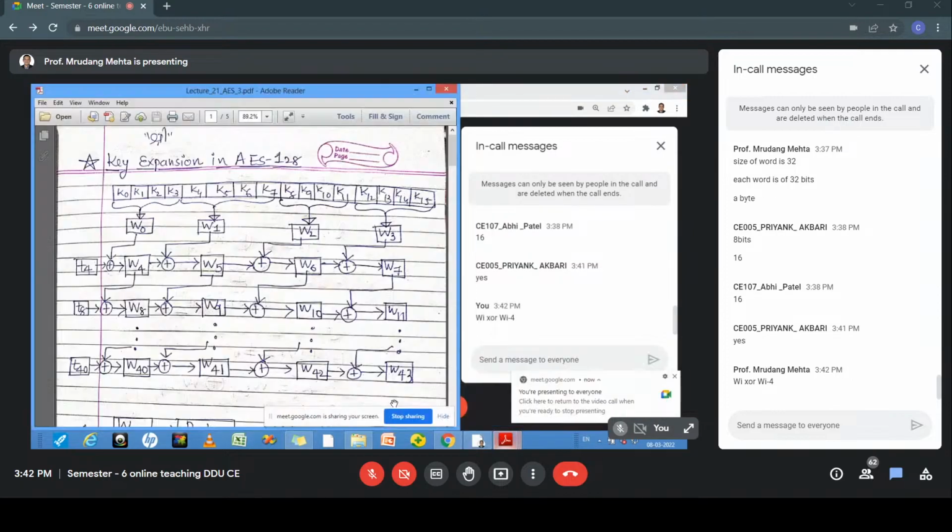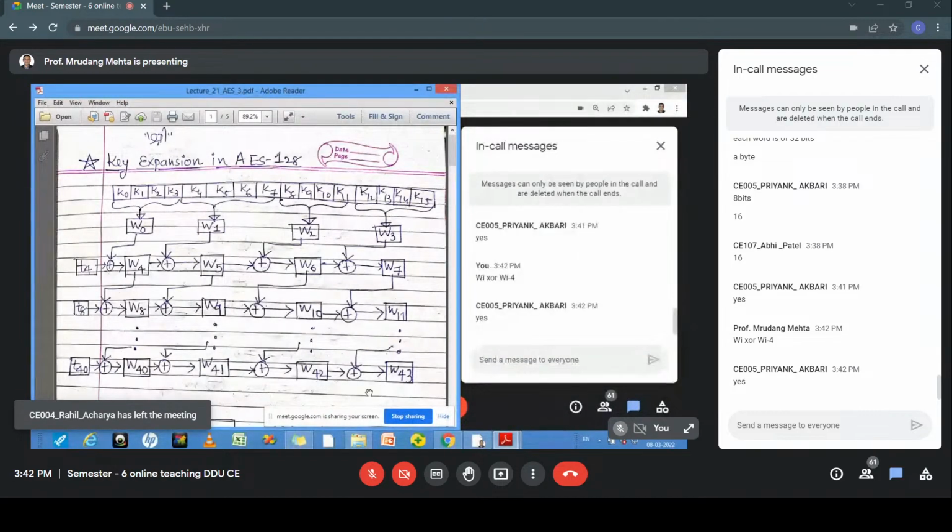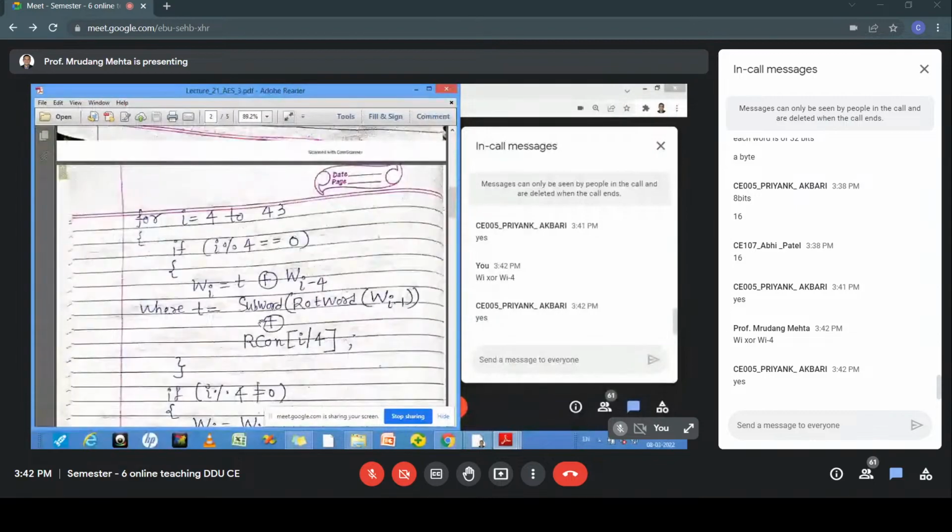Got it? Understood how we obtain all these blocks? Right? So we can write this general formula.